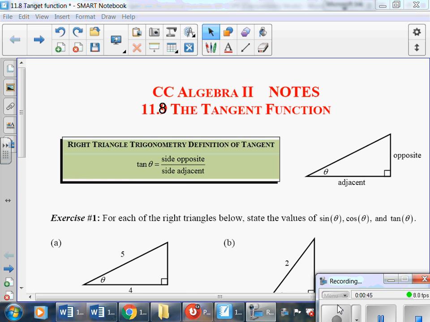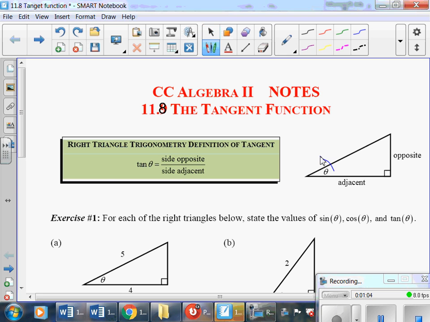All right, so 11.8 is the tangent function. If you remember from Common Core Geometry and your right triangle trig, the tangent is the opposite over the adjacent. Looking at the triangle to the right, the opposite side is the side across the street from you, if you think about you being theta, and the adjacent is like your neighbor. Opposite is across the street, you can't touch them, but an adjacent neighbor might be one that you share a wall with, and in this case you actually share a wall of the angle with it.